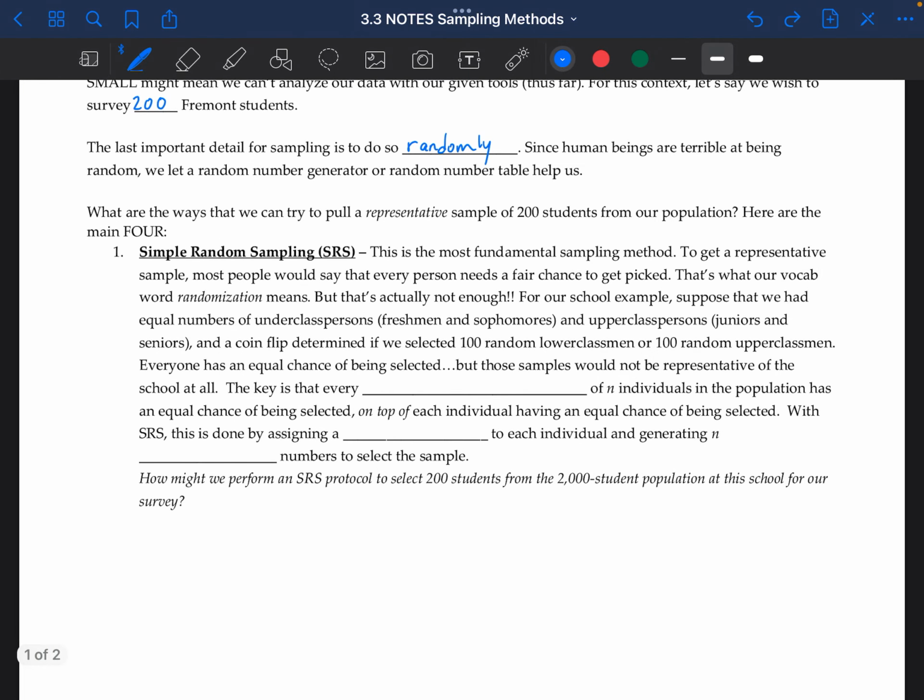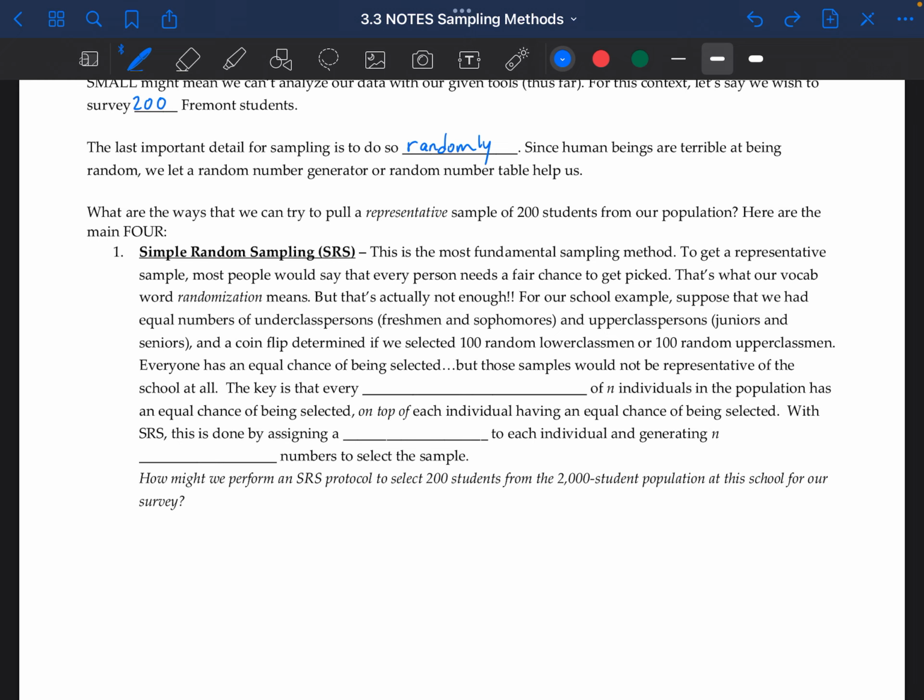So let's look through 4 different ways of collecting a sample of 200 students from our full population here. The first one has this great name. This is called a simple random sample, SRS. It is the most fundamental way of sampling. So what we do is think, all right, we need everybody to have a fair chance at getting picked. If we have this whole population, what's a way to do this? There are ways to mess that up very quickly.